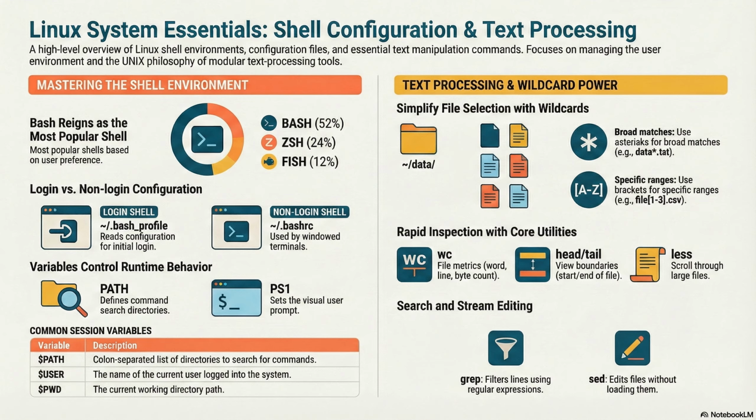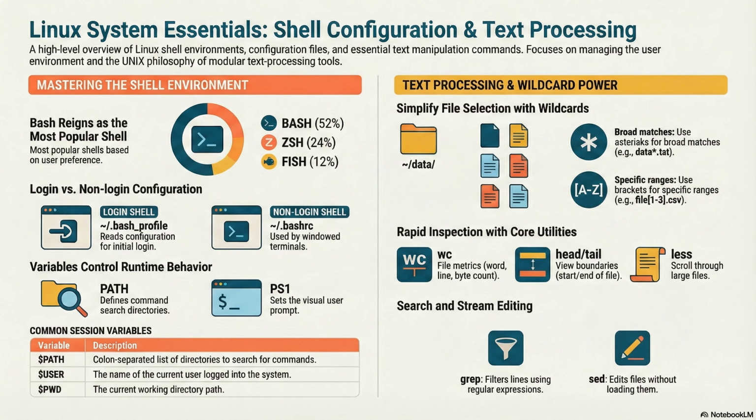First up, wc. wc is word count, but it also counts lines and characters. It's the fastest way to answer a question like, how many user accounts are on this system? You don't count it by hand. You just pipe the user list into wc -l. Simple enough. Next, head and tail. These just let you peek at the beginning, head, or the end, tail, of a file without opening the whole thing.